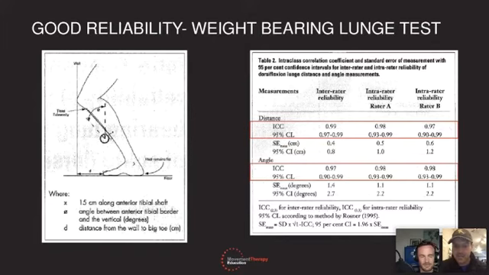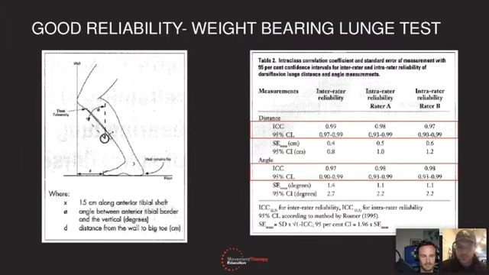You can see that the scores for this particular test, for a distance measurement, the ICC values are at 0.99. So they're nearly 100% in agreement. This is a very reliable test. If I did it, you did it, somebody else did it, it doesn't matter what day of the week, we would get very, very similar results, in the high 90s.